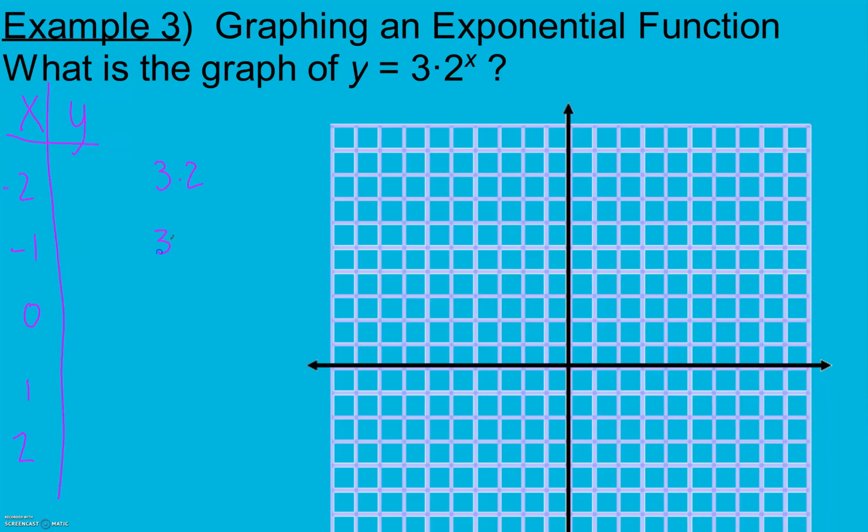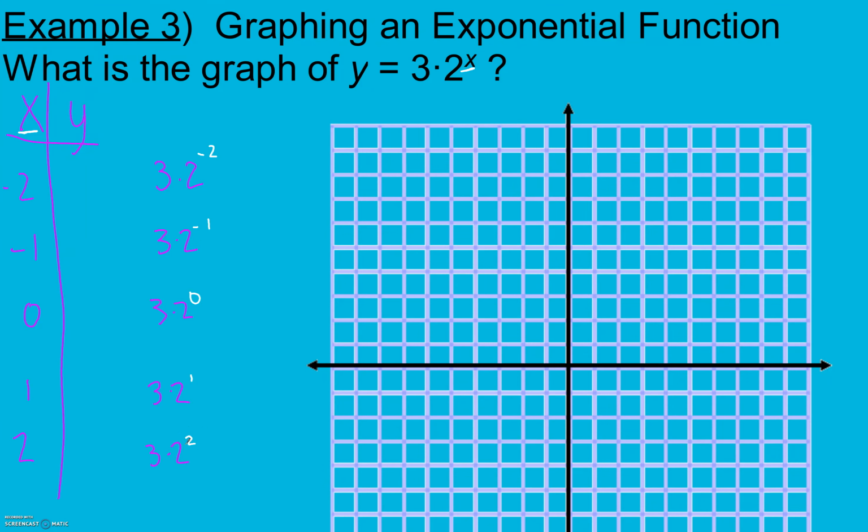So here, now that I know my x values, I'm going to plug them into my equation. Everything else is staying the same. So my 3 times my base is staying the same. The only thing that's changing is instead of an x, I'm plugging in my x values. So here I raise it to the negative second power, negative first power, 0, 1, and 2.